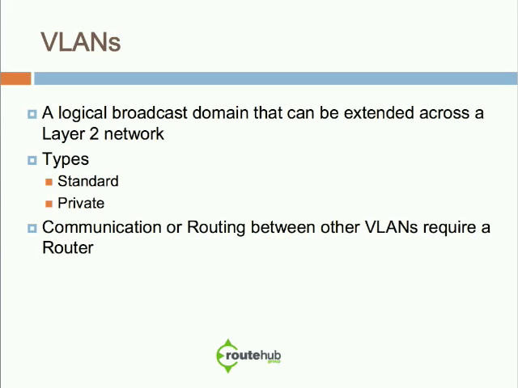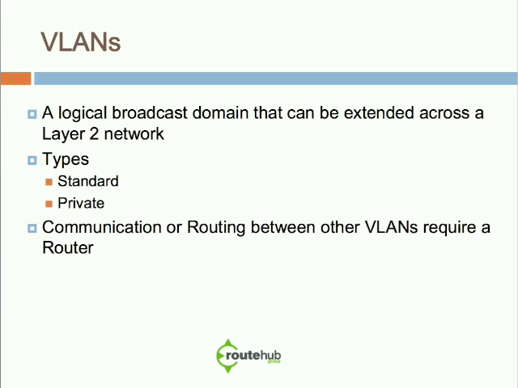So VLANs. A VLAN is a logical broadcast domain that can be extended across a layer 2 network. You can see a VLAN very similar to a subnet: you have a dedicated network, for example for the engineering department with its own subnet. Then you have another VLAN for HR, another one for finance, marketing and help desk. These are different VLANs, or different networks or broadcast domains.